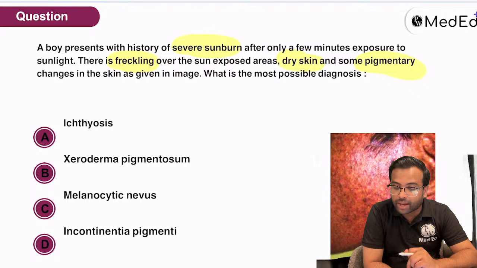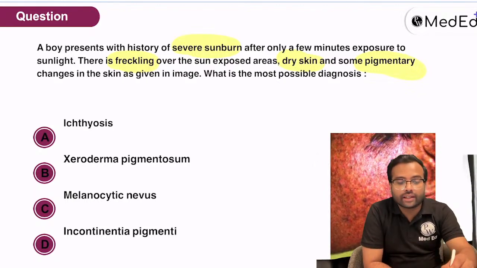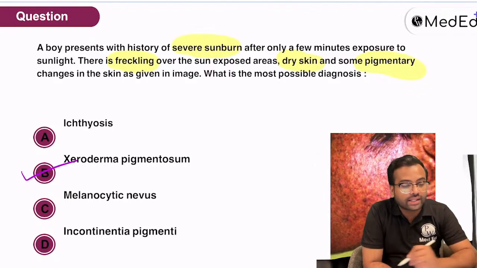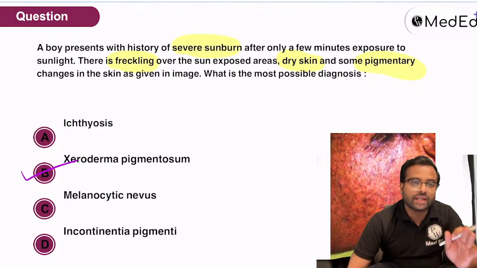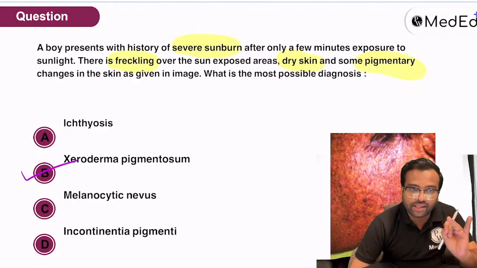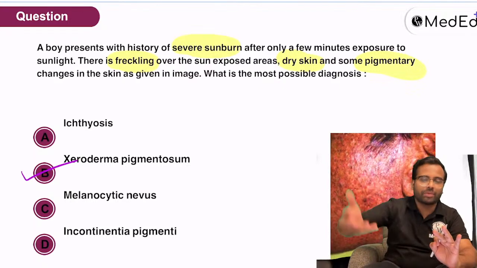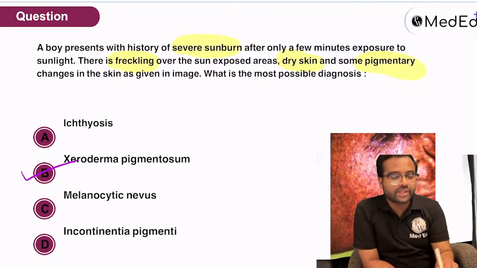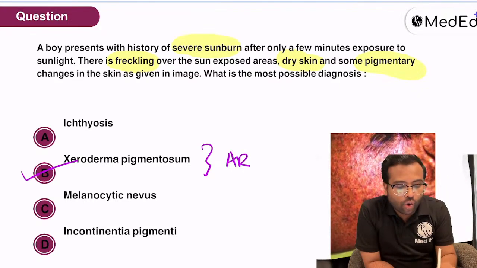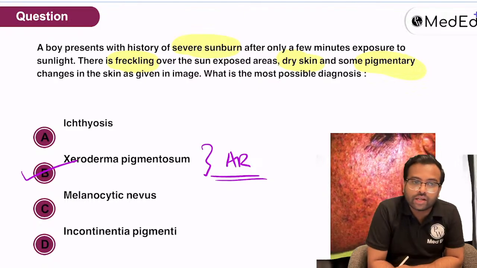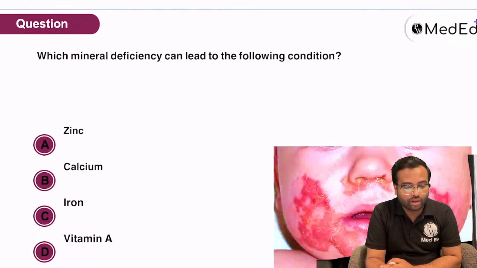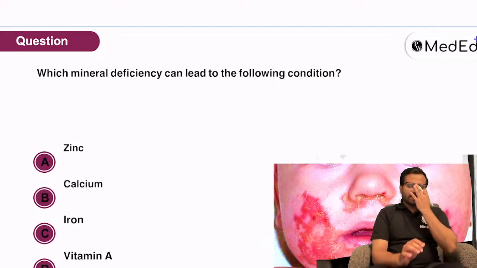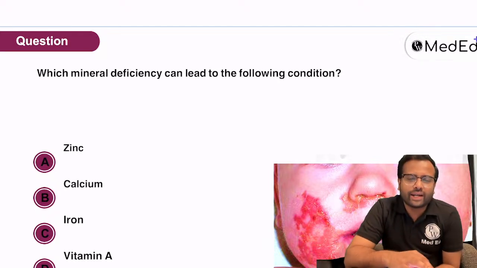Yes, I'm getting maximum answer as B in the chat box. So this is called xeroderma pigmentosum, right? Xero means dry skin, derma is skin, pigmentosum means hyperpigmentation. So all these can be seen together, which is an autosomal recessive condition. So this is going to be xeroderma pigmentosum. Another very easy thing. So let's see how many of you are getting it right.